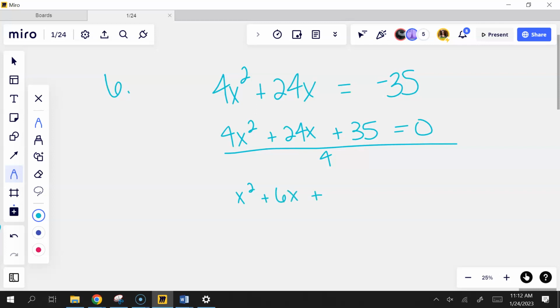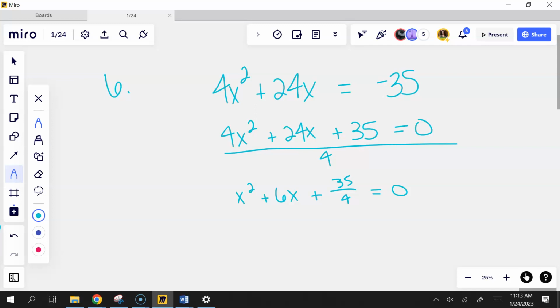What's 35 divided by 4? 35 over 4. I would put that in the calculator. But fractions are your friends because it's easier here to work with the fractions than it is with the decimals, I promise. If you can get past looking at a fraction, they're easier to work with in these situations.